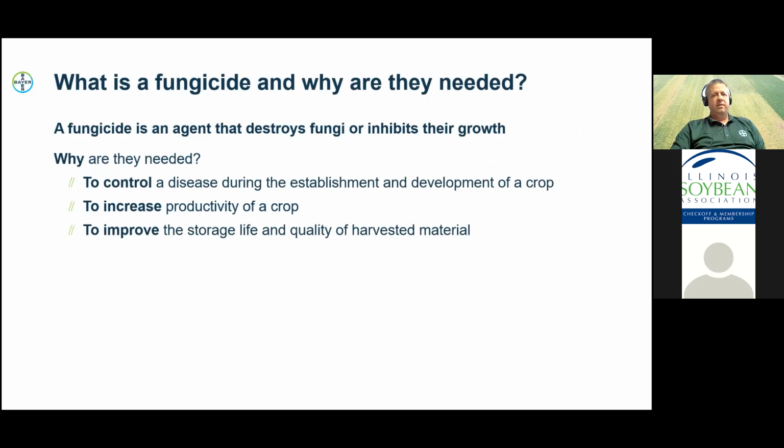So a fungicide, at the most basic definition, is an agent that destroys fungi or inhibits their growth. They're used for a couple of reasons: to control disease, to stop the disease from developing further. In most cases they're going to increase the productivity of a crop, and oftentimes they're used to improve the storage life and quality of the harvested material.